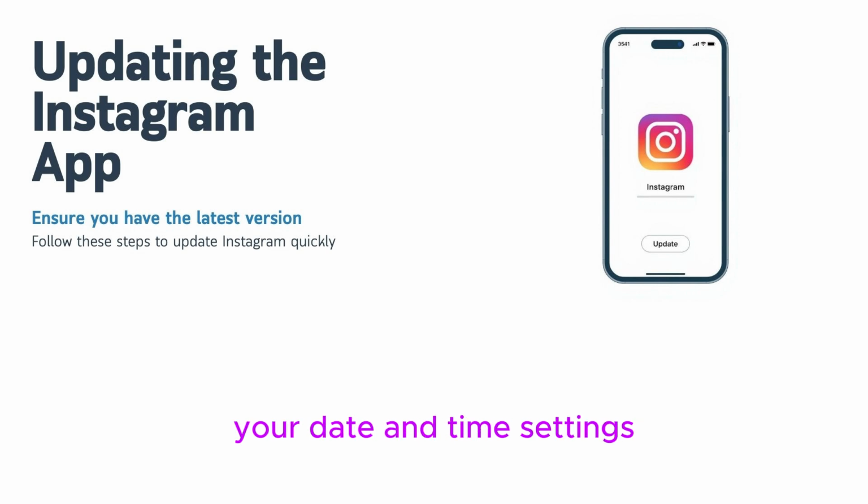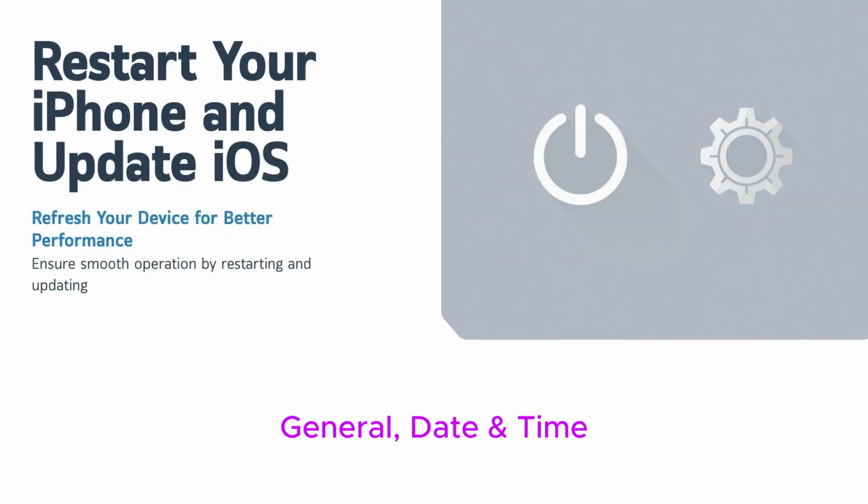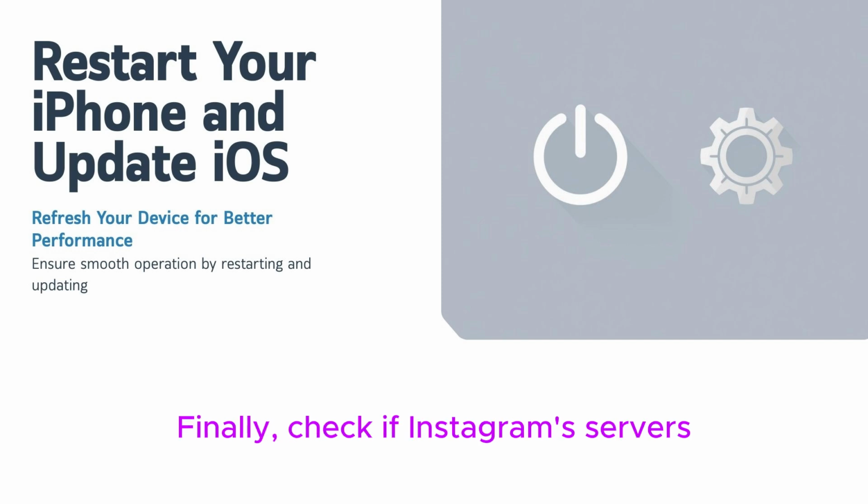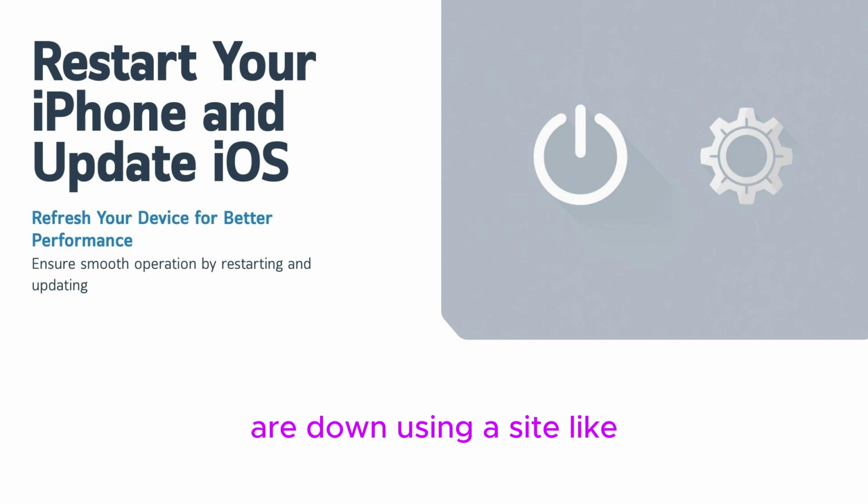Check your date and time settings. Go to Settings, General, Date and Time, and ensure Set Automatically is on. Finally, check if Instagram's servers are down using a site like Down Detector.